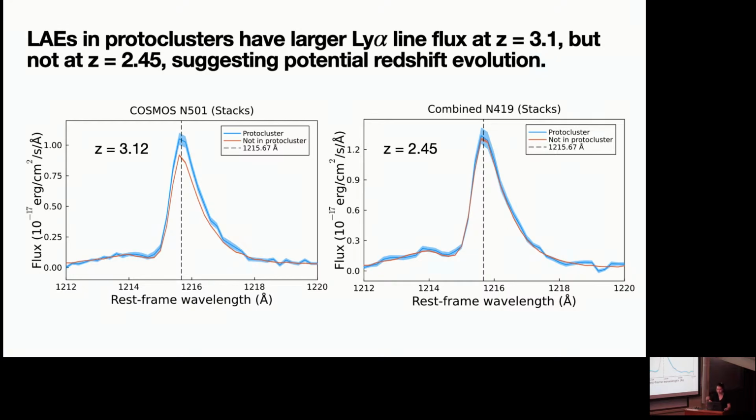So here, the blue stacks are galaxies that are in protoclusters, and the orange stacks are galaxies outside of protoclusters. On the left are at redshift 3.1, and on the right are at 2.45. So we can see that LAEs in protoclusters have larger Lyman alpha line flux at redshift 3.1, but not at 2.45. And this suggests a potential redshift evolution in this effect. We would expect something like this because we know that the star formation rate and density relationship reverses, but this is a bit earlier than we would expect, so that's potentially interesting.